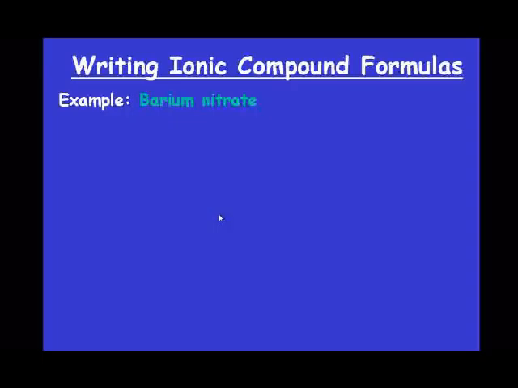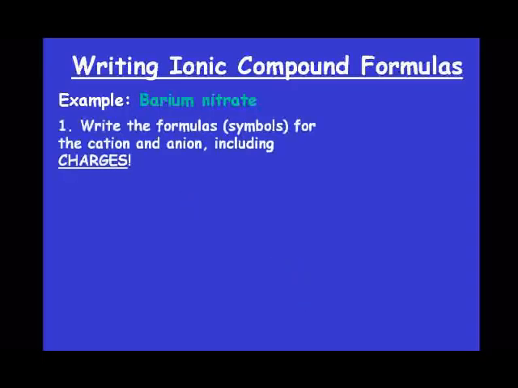So barium nitrate. Write the formulas for the cation and the anion. Barium is a +2, and nitrate is NO3 -1. Now, since we have a polyatomic anion, we should surround it in parentheses as we're working through.